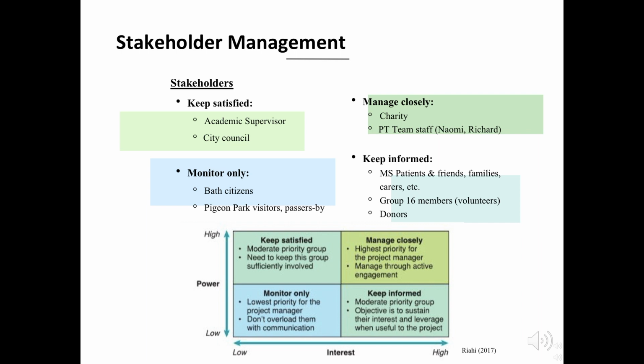Stakeholders with higher power and moderate interest, such as the academic supervisor and the City Council, will be kept sufficiently involved in the project. Stakeholders with high interest and low power should be informed to sustain their interest and leveraged when useful to the project. Stakeholders with the lowest influence and interest should not be overloaded with attention.